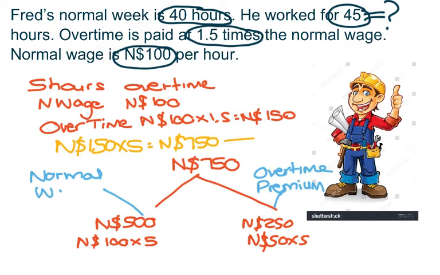So in this example, we only calculated the overtime premium, and I showed you then how to calculate the total overtime wage, and how then to divide it into the normal wage and the overtime premium.